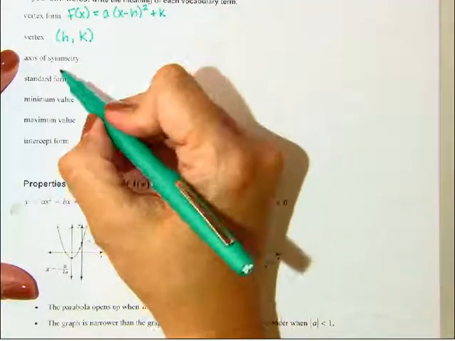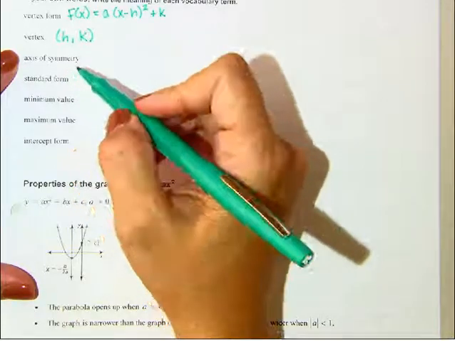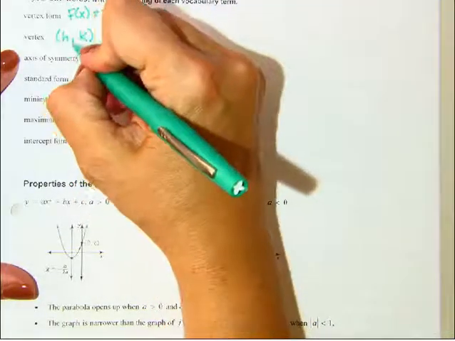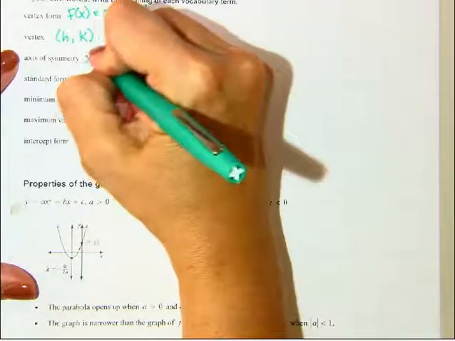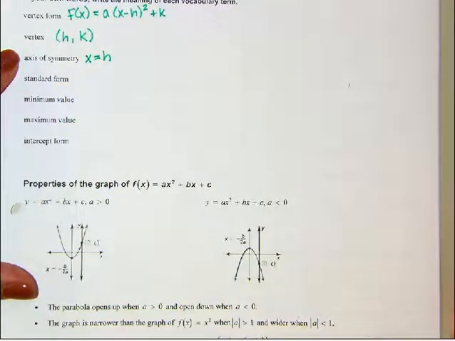The axis of symmetry is always a vertical line at the x. That's where it's kind of reflecting, it's mirrored over. So it's an equation of x equals whatever that h is.